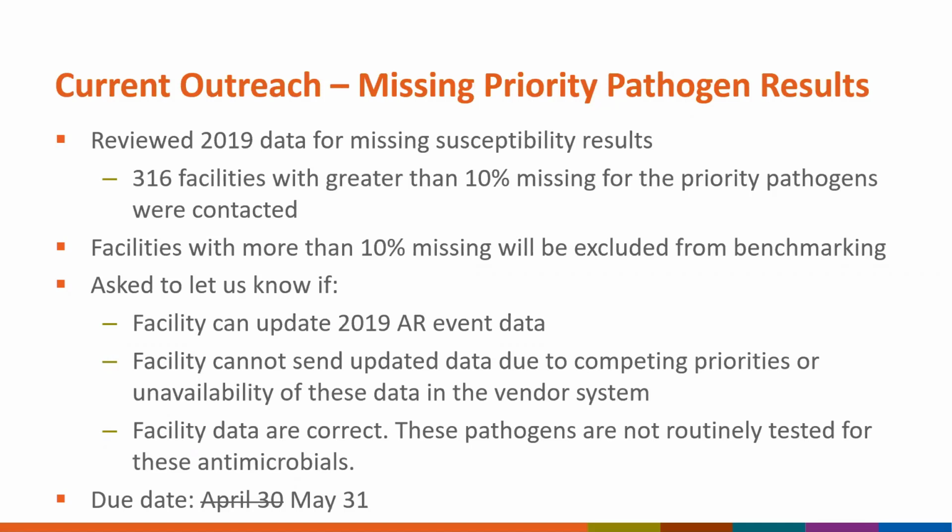Therefore, we wanted to reach out to facilities to ask them if they could, 1, update their 2019 AR event data with the complete set of results; 2, let us know if they could not send updated data due to competing priorities or unavailability of these data, for example, due to data suppression practices; or 3, confirm that the data were correct as they were reported. Our original due date was April 30th, but we've extended to May 31st to allow facilities and systems time to review and update data as needed.